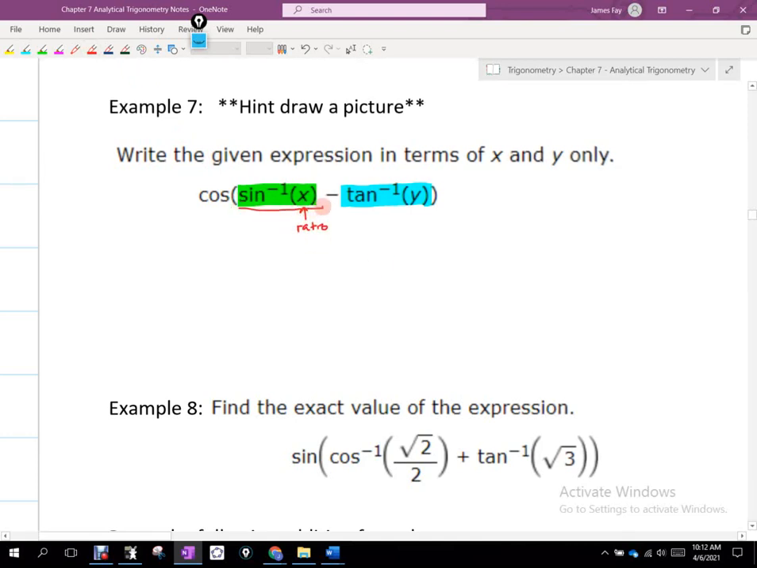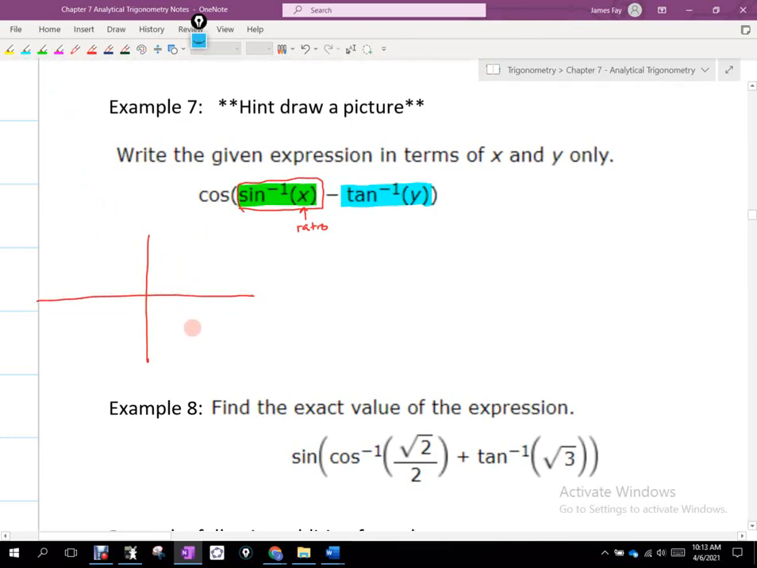So when they write this, they are really telling me an angle. Does that make sense? Because the output of that function is an angle. So they're implying some angle. And that angle is going to have an opposite side, that is x, and a hypotenuse, that is 1. Does that make sense? So let's draw a picture for that angle.